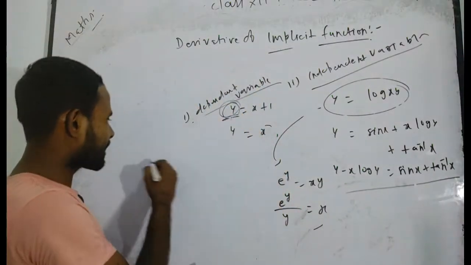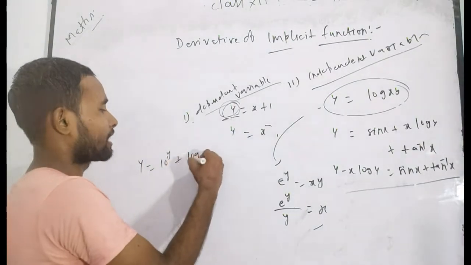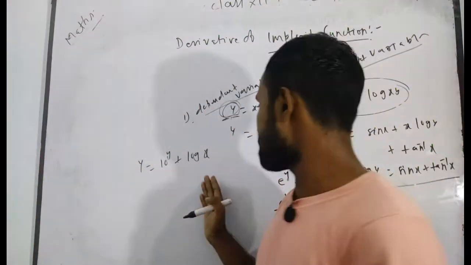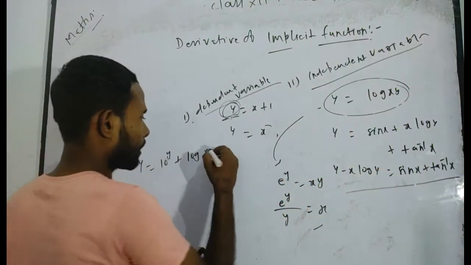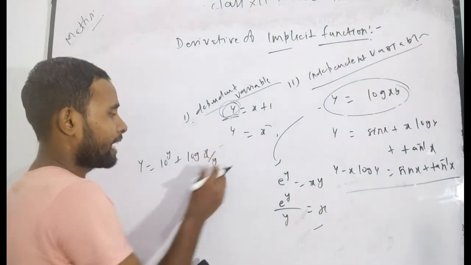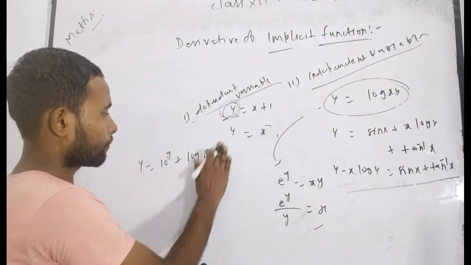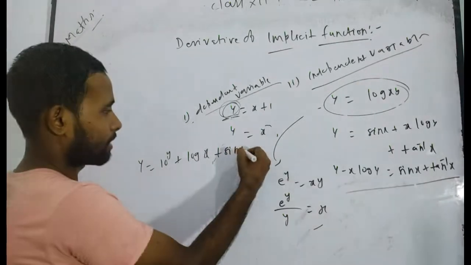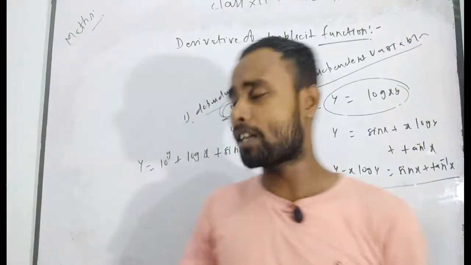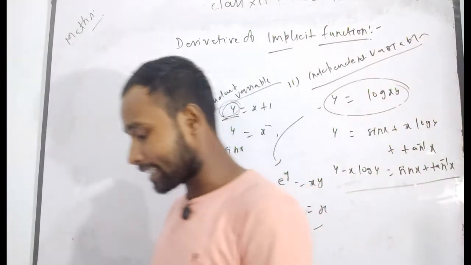Similarly, you can take any function. There are many functions. y is equal to 10 to the power y plus log x. Here again you cannot express it. You can take log x plus log y, or log x plus sin x, any of these. Here you cannot express x completely in terms of y or y in terms of x. That's why it is an implicit function. I think you understand.